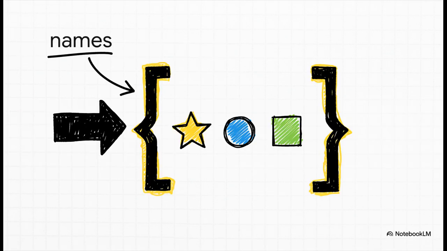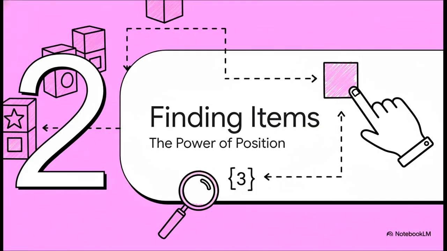All right, enough talk. Let's see what this actually looks like in code. Here we've got a variable called names, and we've assigned it this list of strings. Now the most important thing to see here are the square brackets. Those brackets and the commas separating the items, that's the signal to Python that says, hey, I'm creating a list. So, we've stored our items.